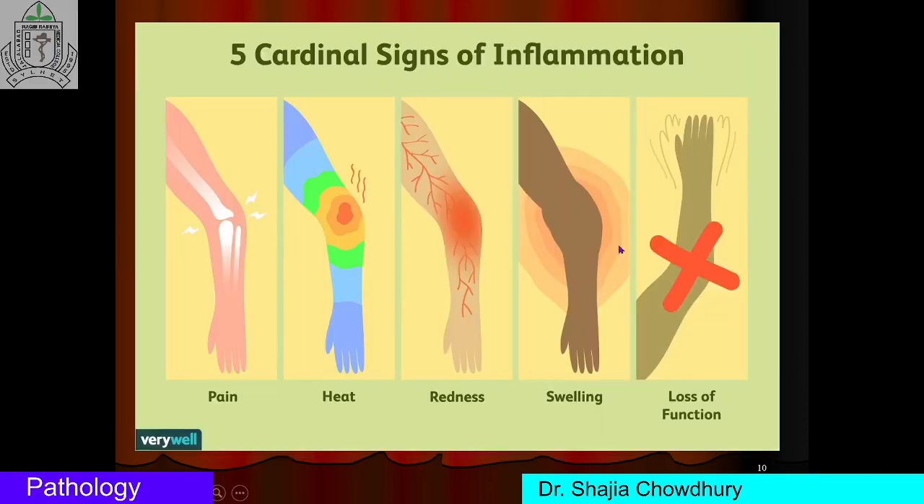These are the cardinal signs. Rubor means redness. Tumor means swelling. Calor means heat production. And dolor means pain. This combination of rubor, tumor, calor, and dolor causes functio laesa, or loss of function.